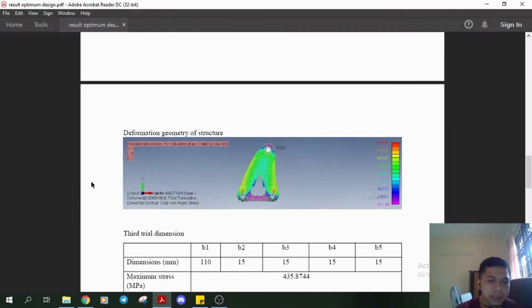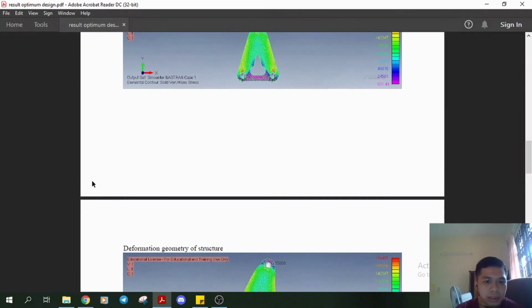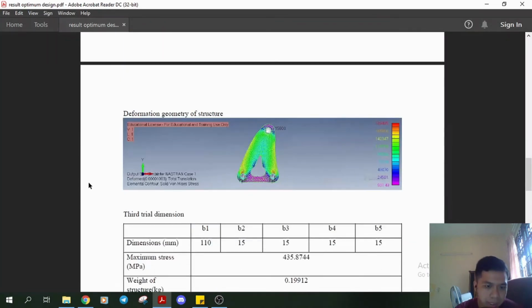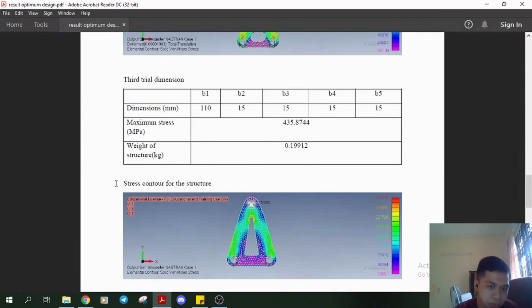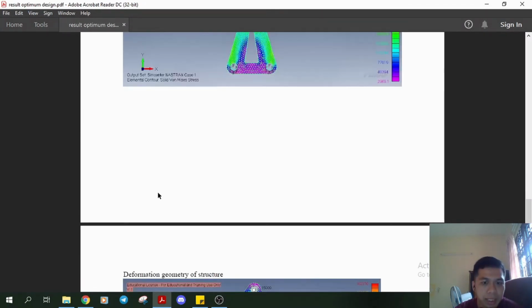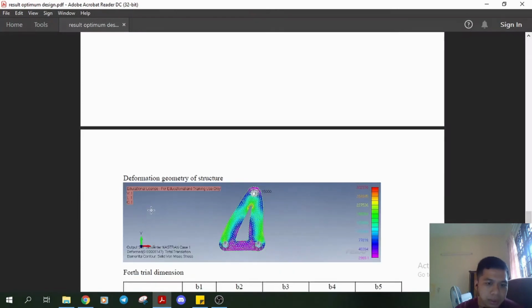After seeing the stress is quite low, we do the third trial dimension, which is B1 110, B2 and B3 15 mm, B4 and B5 15 mm. We get the maximum stress applied on the bracket of 435.8744 megapascal and the weight of the structure is 0.19912 kilogram. And the stress contour that we get is like this, and the deformation geometry of the structure is like this.